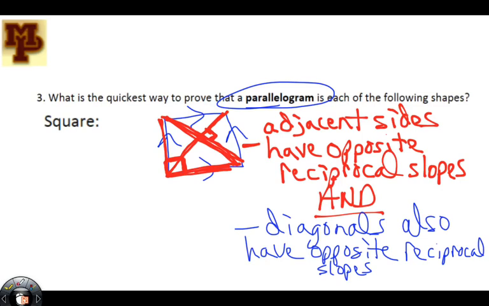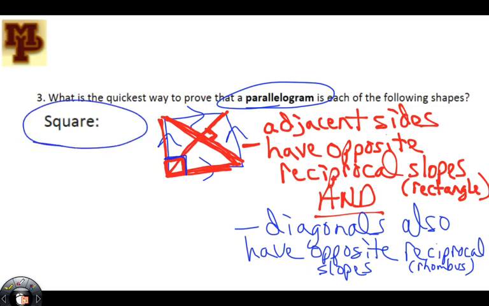Okay? Because the adjacent sides having opposite reciprocal slopes would show that it's a rectangle. So this part, the part in red, would show that it's a rectangle. And then the blue would show that it's a rhombus, and when you combine a rectangle and a rhombus, that's what makes a square. So the square has all the properties.